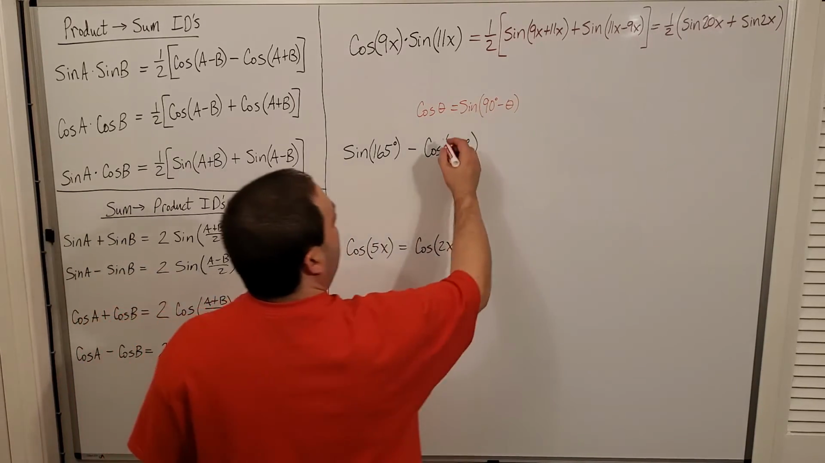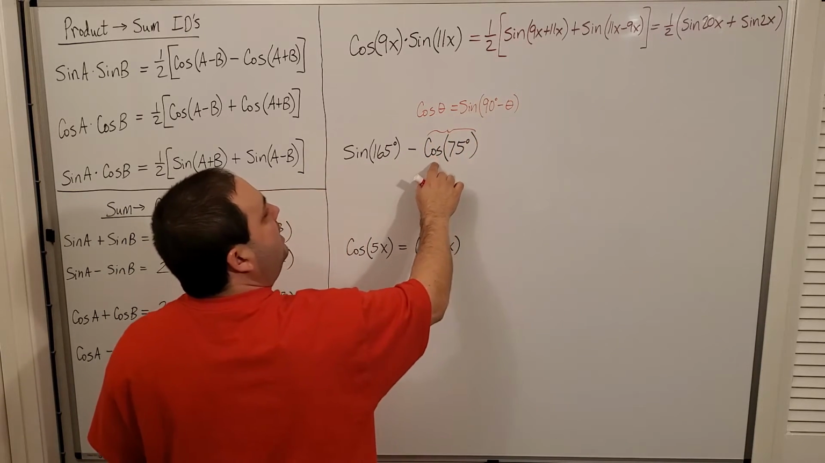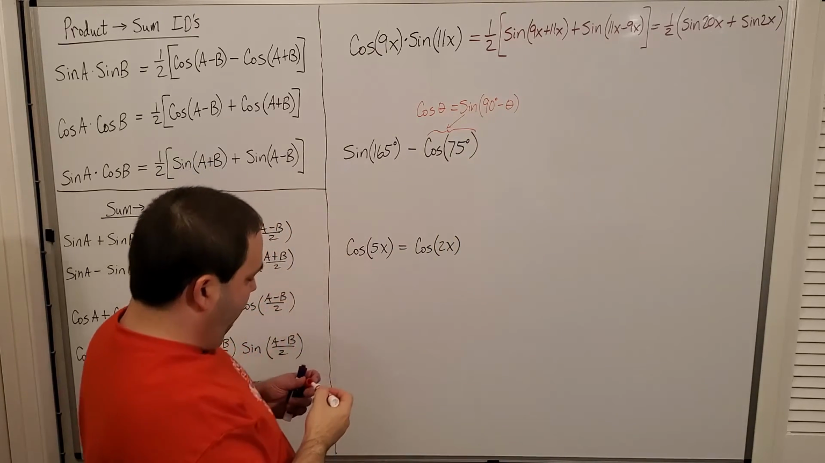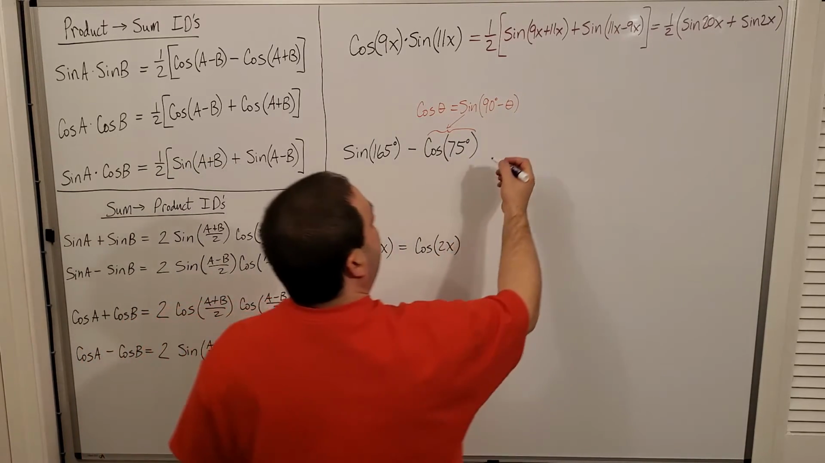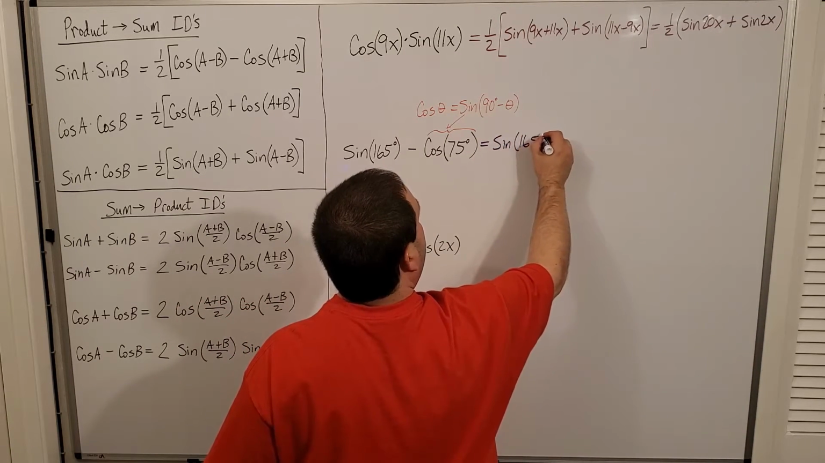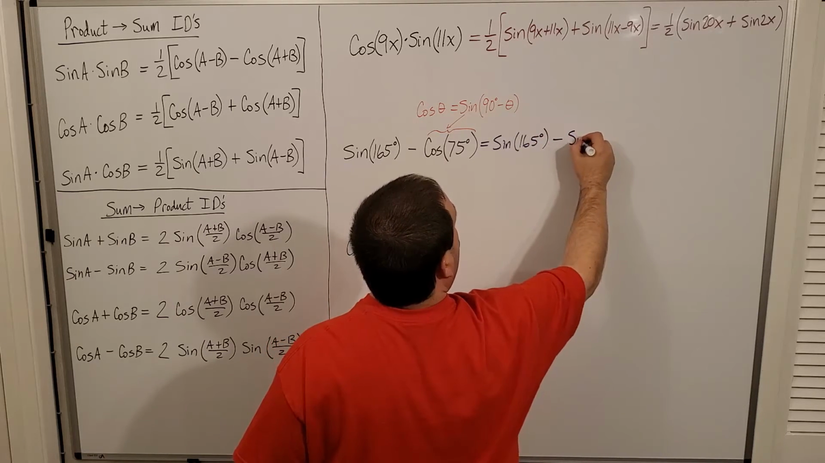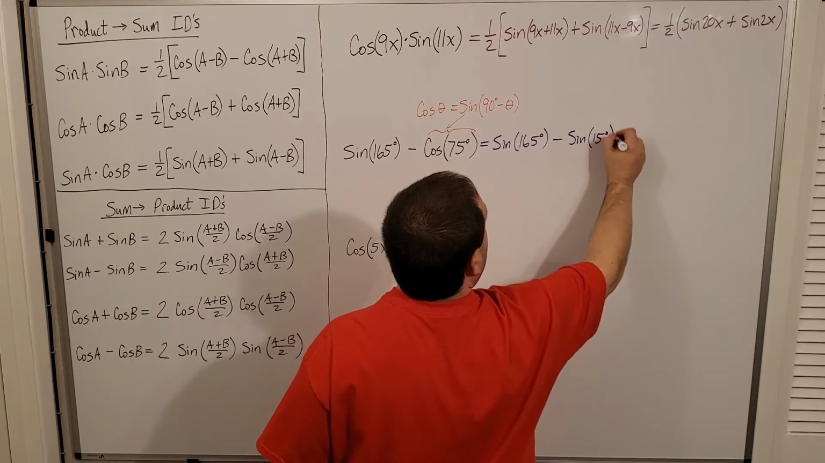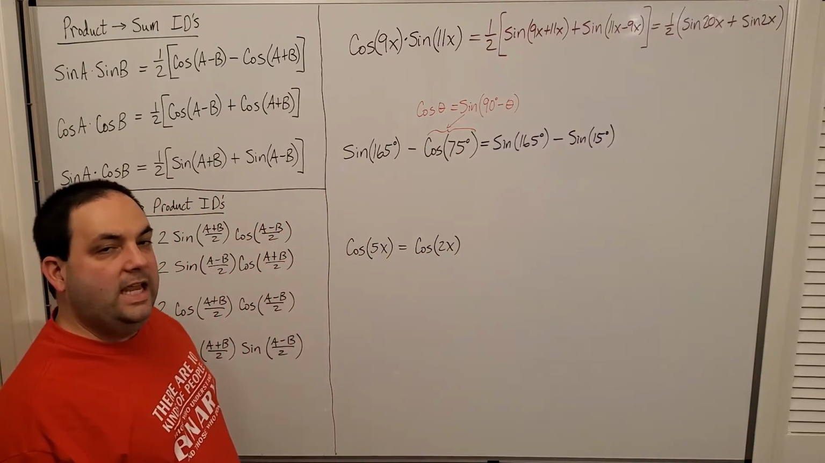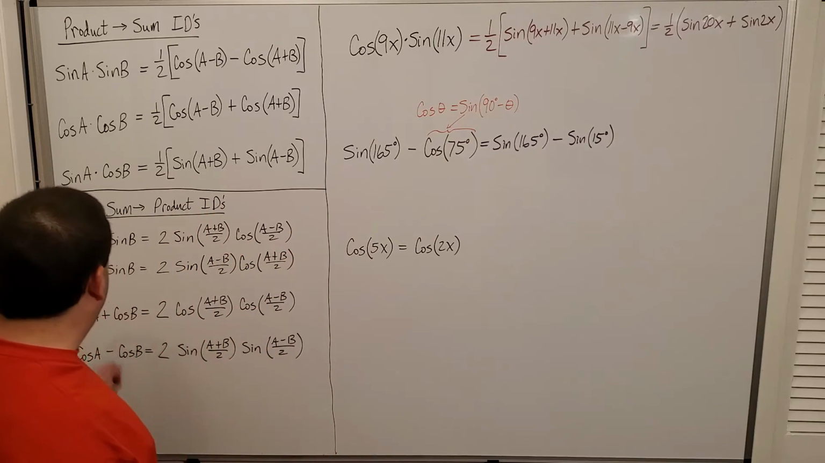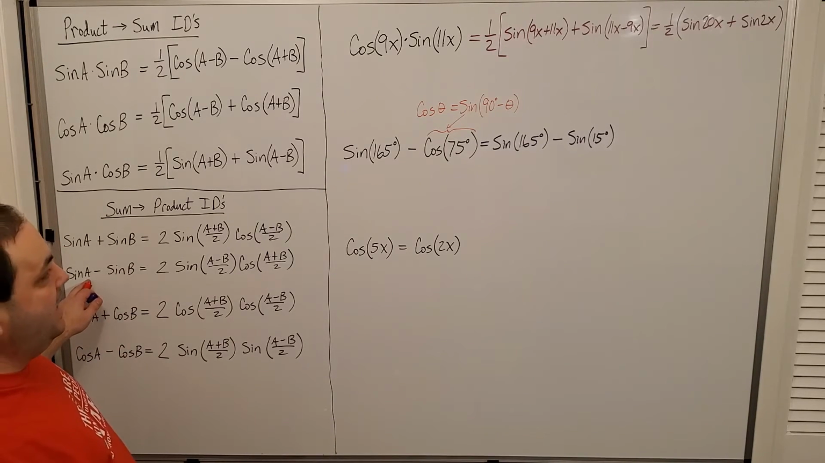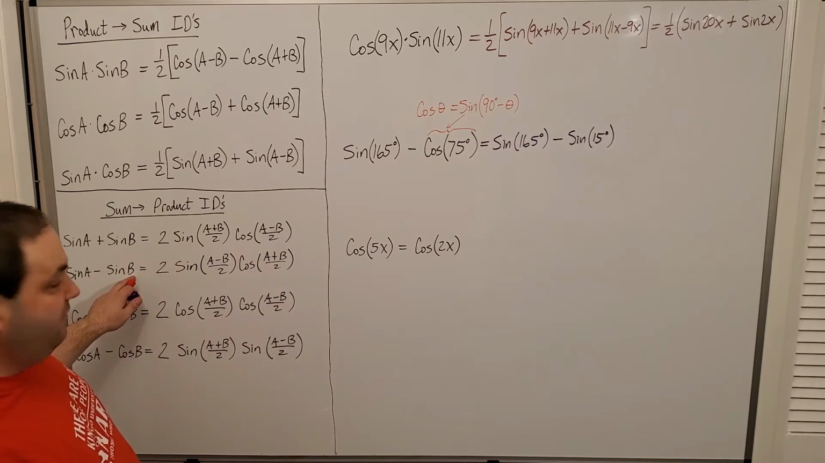So in this case right here, I can convert this cosine into a sine, and all I would need to do is 90 minus the 75. So my first step would be that. In this case, I would have sine of 165 degrees minus the sine of 15 degrees. Cosine of 75 and sine of 15 are exactly equal to each other. And now I've got a sine of A minus sine of B set up. My A is 165, my B is 15.